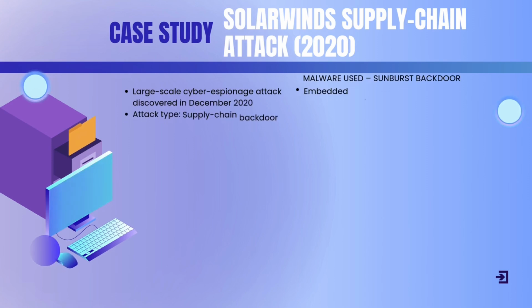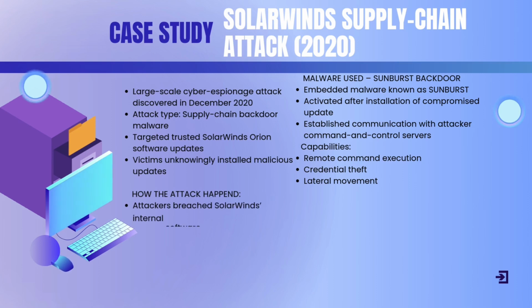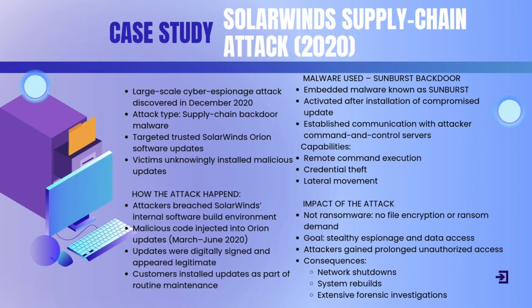Okay, so now I will explain our case study. Our case study is the SolarWinds supply chain attack. The attack was a major cyber espionage incident discovered in December 2020. It happened when attackers secretly inserted malicious code into trusted SolarWinds software updates. When organizations installed the update for the Orion platform, they unknowingly installed malware that gave attackers access to the internal networks. Because the malware was hidden in legitimate software, the attack went undetected for months and showed a high level of sophistication.